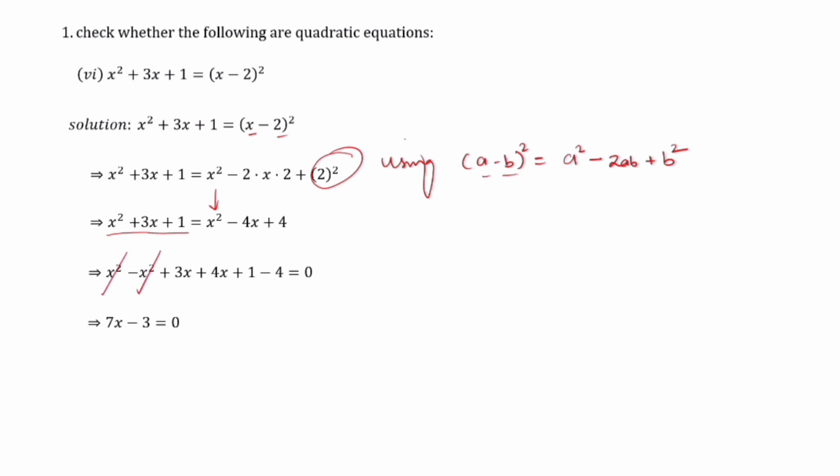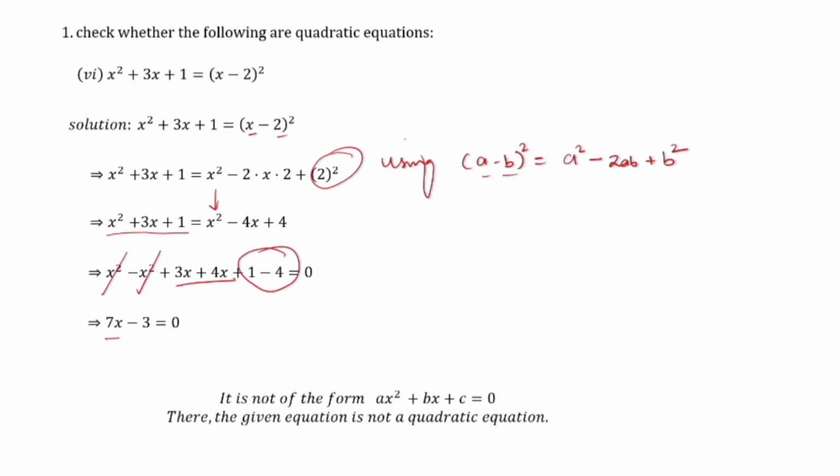This one and this one get cancelled, so this minus 7x and this part here minus 3. So it is not of the form ax squared plus bx plus c is equal to 0. Therefore, the given equation is not a quadratic equation.